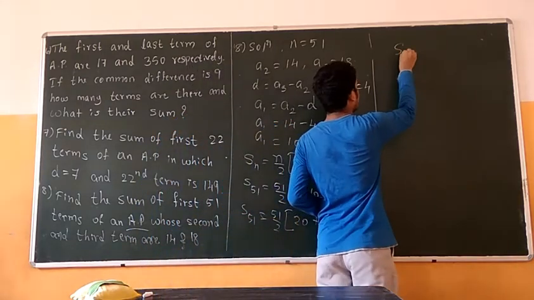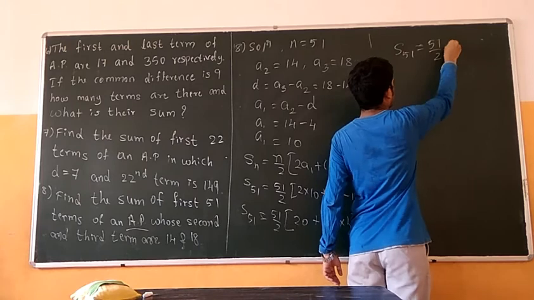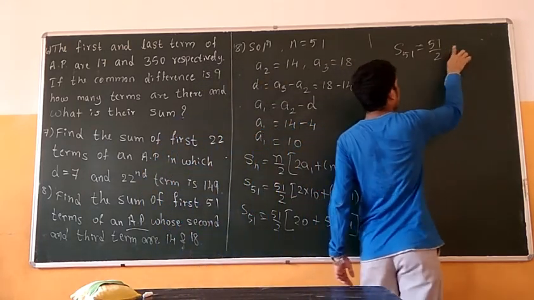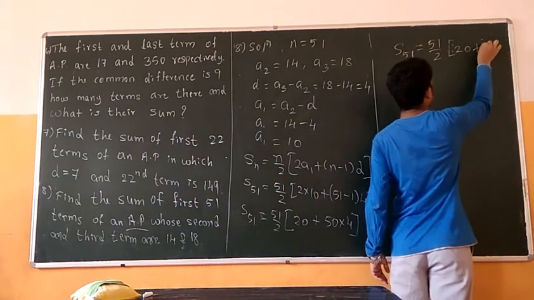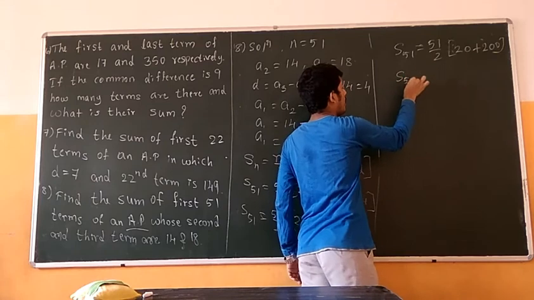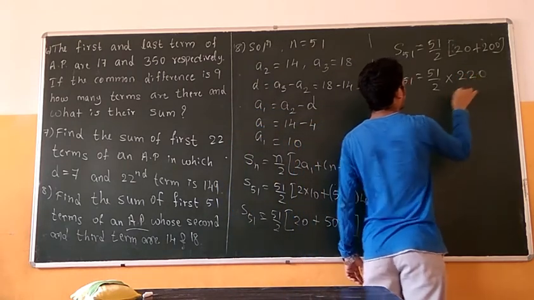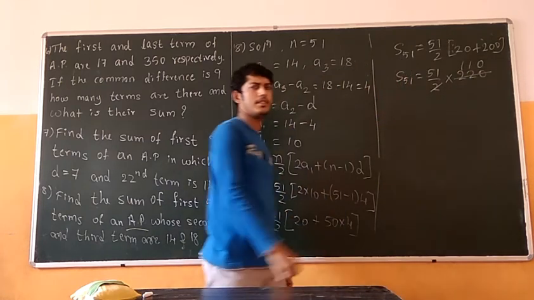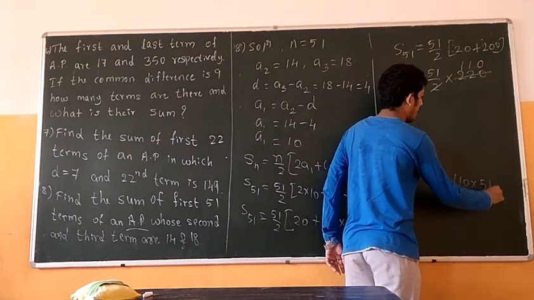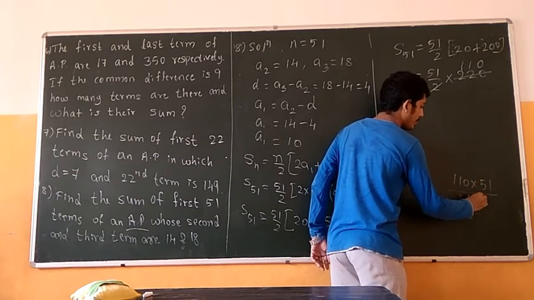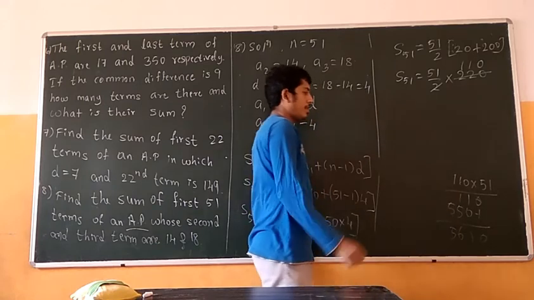So S51 is equal to 51 by 2 into 20 plus, 5 fours are 20, that becomes 200. So now S51 becomes 51 by 2 into 20 plus 200, which gives 220. Two ones are 0. Again, I will consider 110 into 51: 0, 1 ones are 1, 1 ones are 1, 5 zeros are 0, 5 ones are 5, 5 ones are 5.